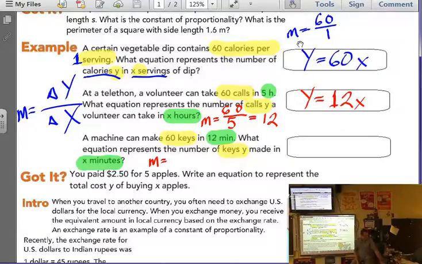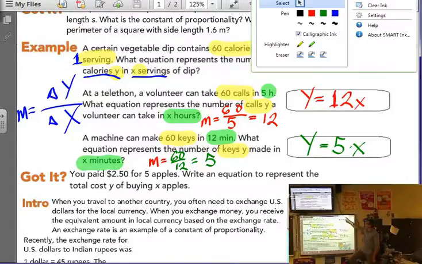So, Jack, what do we do in the third one with the key machine? We have to divide the 60 by 12. Yeah, because now my y is how many keys. So I have 60 divided by 12. What do you get when you do that? 5. So we get y, the number of keys that we can make, will be 5 times x, where my x values are minutes. There you go. Any questions on these 3? Izzy?